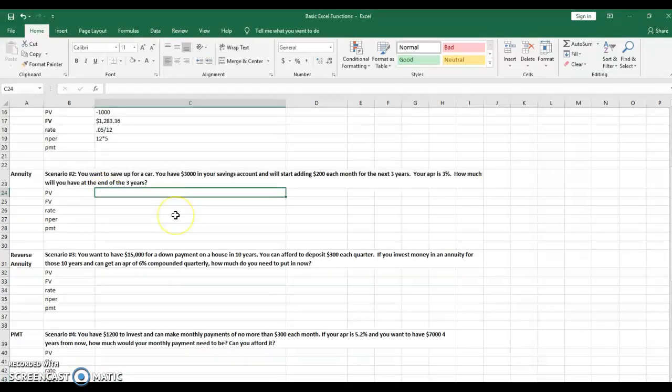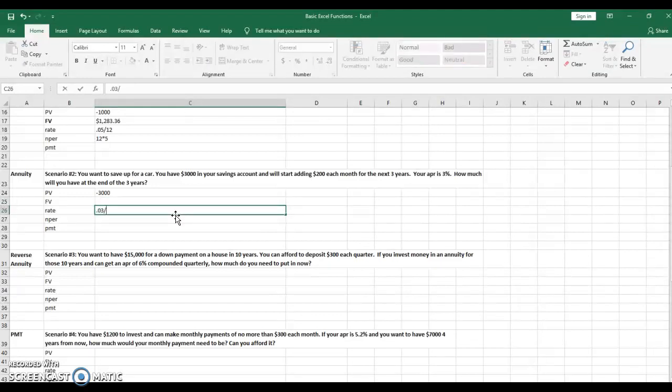Okay, so PV, you're going to put in that negative $3,000. It's leaving your pocket, so that's why Excel sees it as negative. FV is what we want to find, so leave it blank. Your rate is 3%, so 0.03 divided by 12, because we're making a monthly payment. And then NPER is 12 times 3 years.